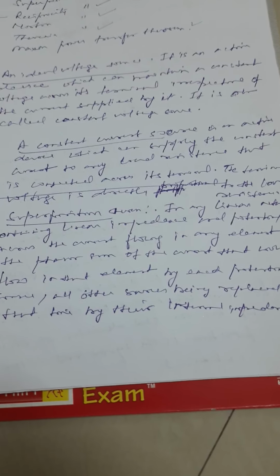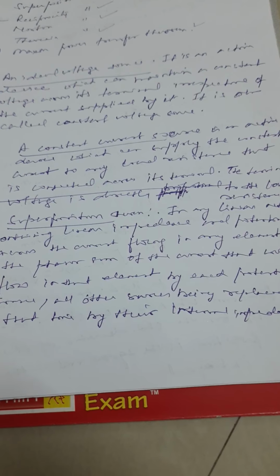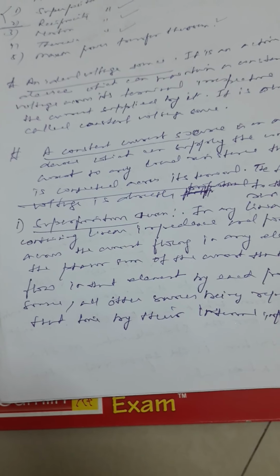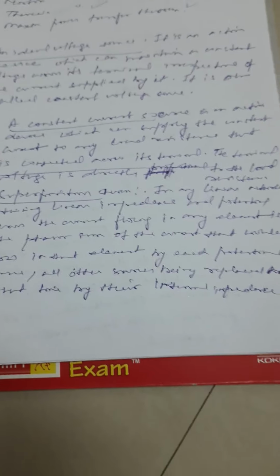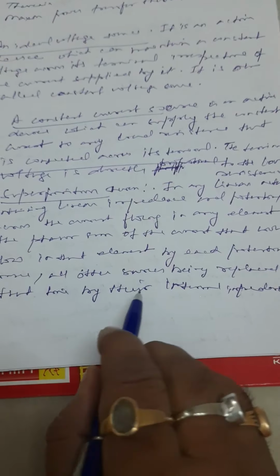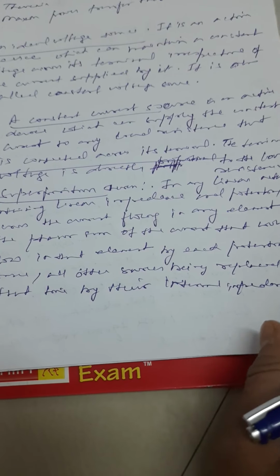Regarding the superposition theorem, what we know is that in any linear network consisting of linear impedance and potential sources, the current flowing in any element is the phasor sum of the currents that would flow in that element due to each potential source, all the other sources being replaced by their internal impedance. This could be understood by considering an example, and we'll try to solve it.